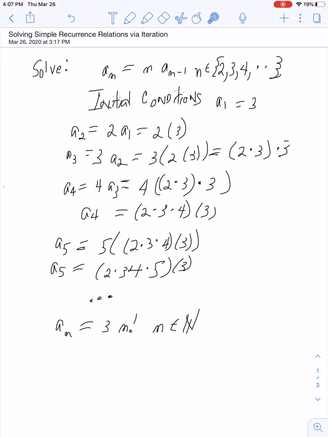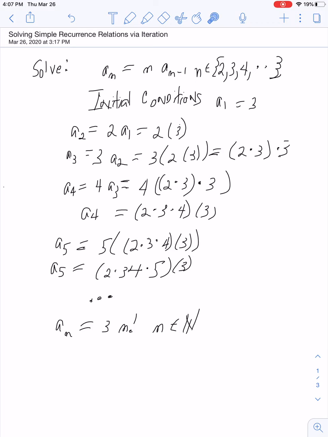Now, that in and of itself would not give us a sequence. We have to give what's called initial conditions. So the initial conditions I have today are a sub 1 is equal to 3. So that gives the first term. So a1 is 3.